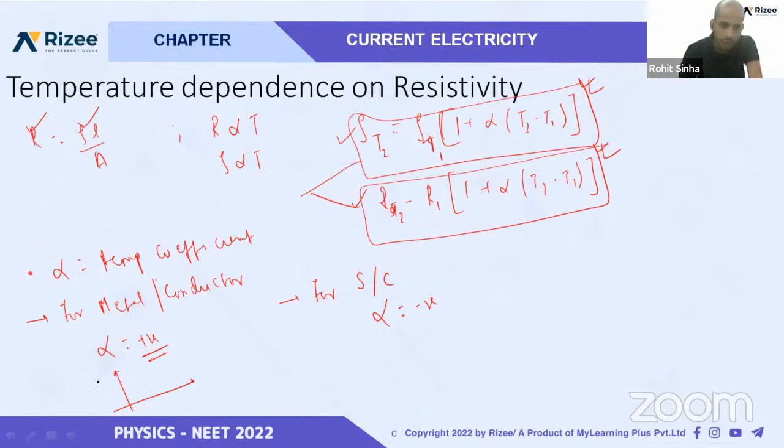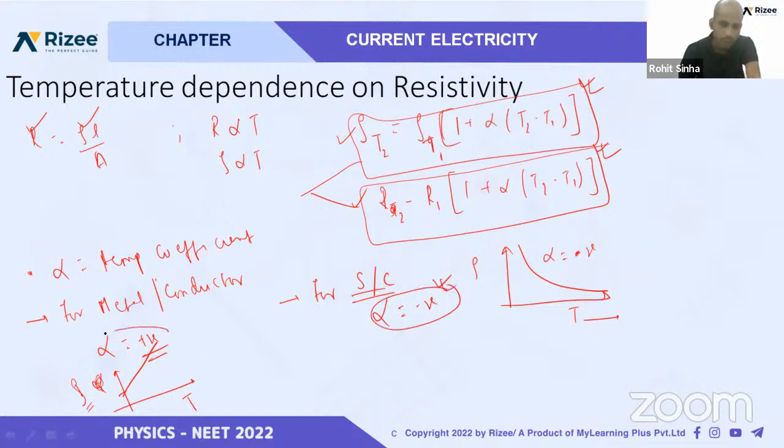What positive means: when we plot the resistivity versus temperature graph for a conductor, it increases with temperature. As temperature increases, resistivity increases. But for a semiconductor, as we increase the temperature, resistivity decreases. So for a semiconductor we have negative alpha, and for metals positive. This question is asked in your exam, so you have to remember. Got it? Any problem from here? Please respond.